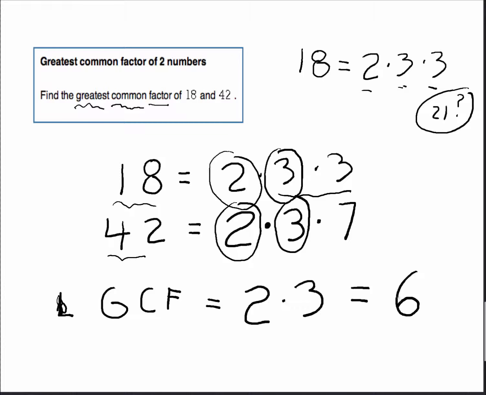And so the idea of finding the greatest common factor can be boiled down to finding the prime factorization of the two numbers and then looking for the common prime factors that occur in both of the prime factorizations.